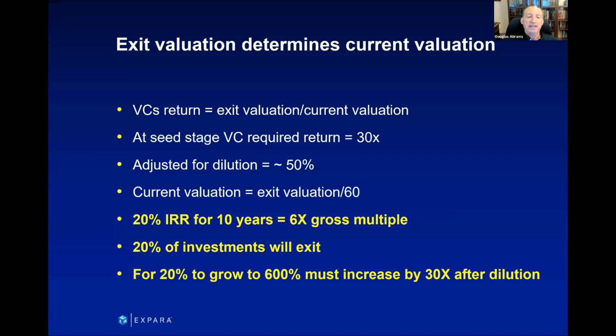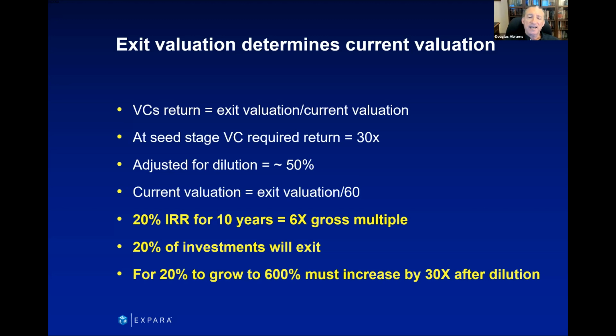So if the VC needs to deliver 20% IRR, meaning annual return over 10 years, which is the typical lifetime of a venture capital fund, this means that the investors in the VC fund are expecting a 6x gross multiple on the funds invested. So at this point, you might wonder, wait, if the VC needs to deliver 6x, then why do they need 30x per successful investment? Shouldn't it be current valuation equals exit valuation divided by 6? But it's not, because why?